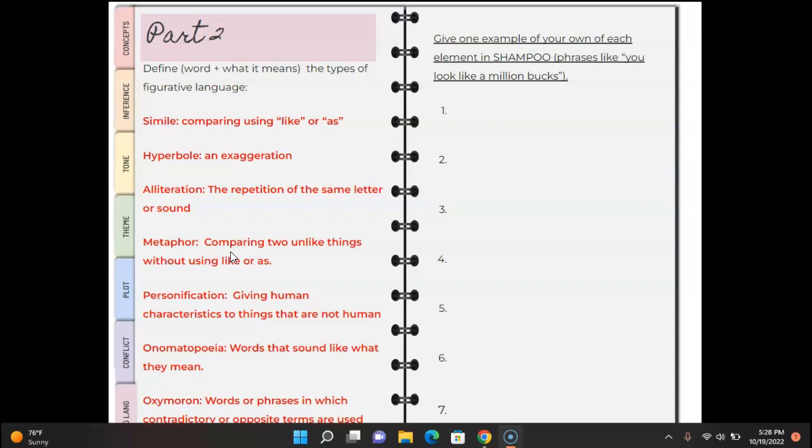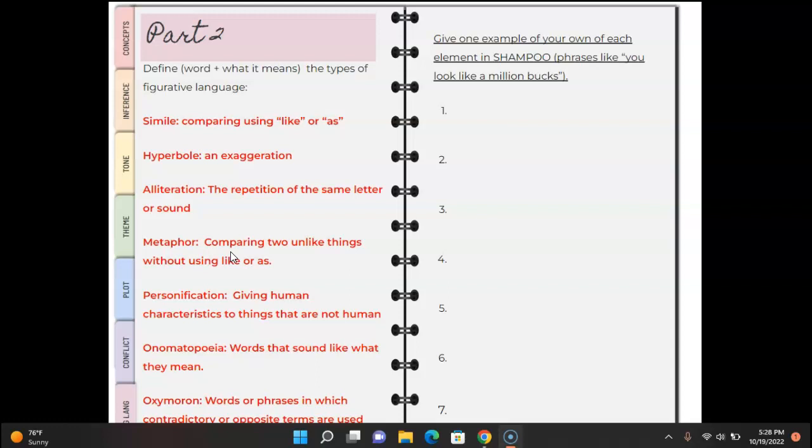So if we were to say he was an animal on the basketball court, he's not literally an animal on the basketball court, but he is so good at basketball that we're saying he's an animal. Personification is when you give human characteristics to things that are not human. I think this one's a lot of fun.